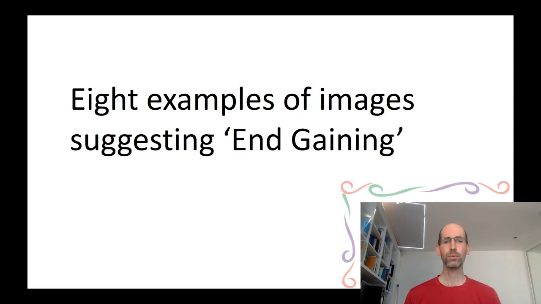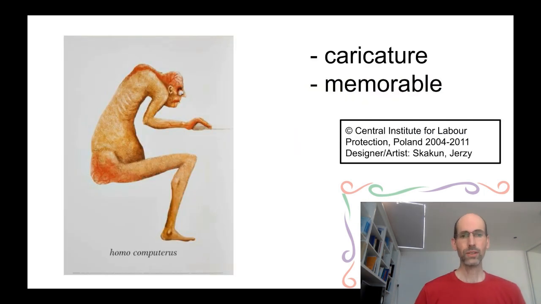So here are 8 examples of images suggesting endgaining. So I use a lot of images in my teaching, and this is just a set of images, not all the images I use by any means, but a set of images that suggest endgaining. And I think there are some particularly powerful ones, which is why I chose that category. So here's the first image. It's actually a poster, and the poster is entitled Homo Computerus. So I think you'll probably agree this is a very striking image, impactful. It's a kind of caricature, and for that reason it's very memorable.